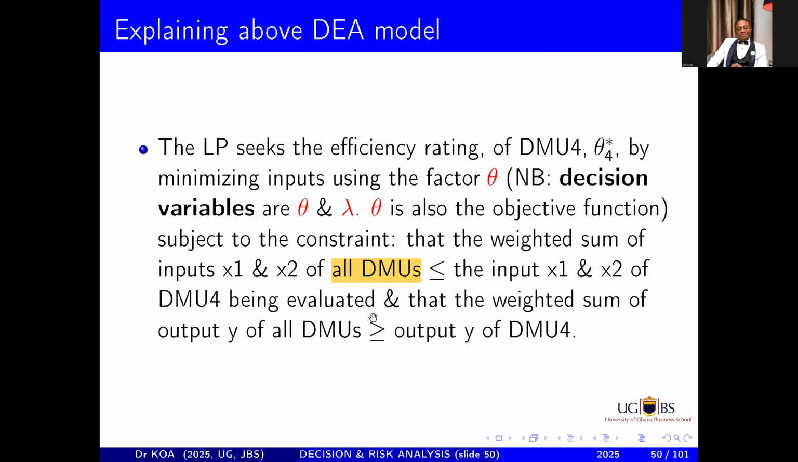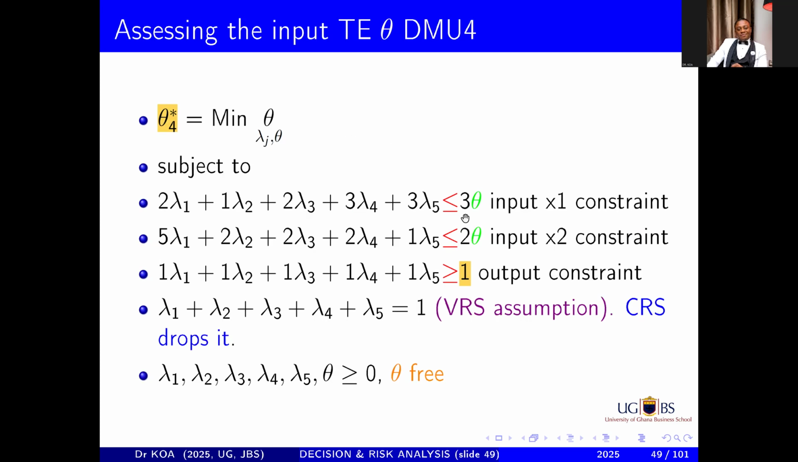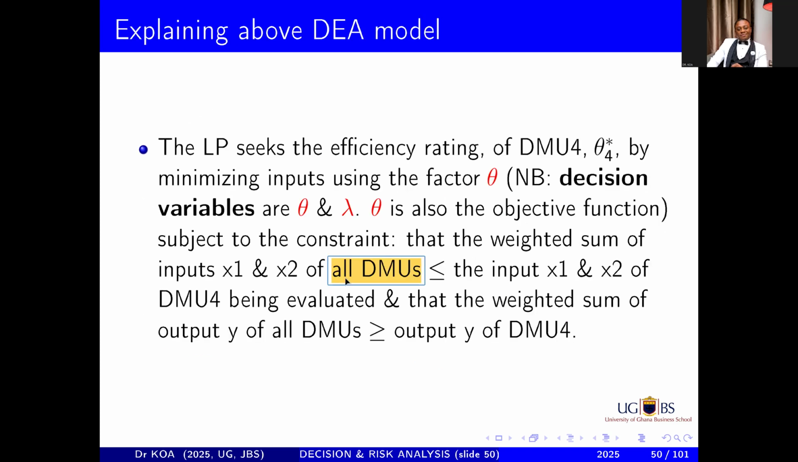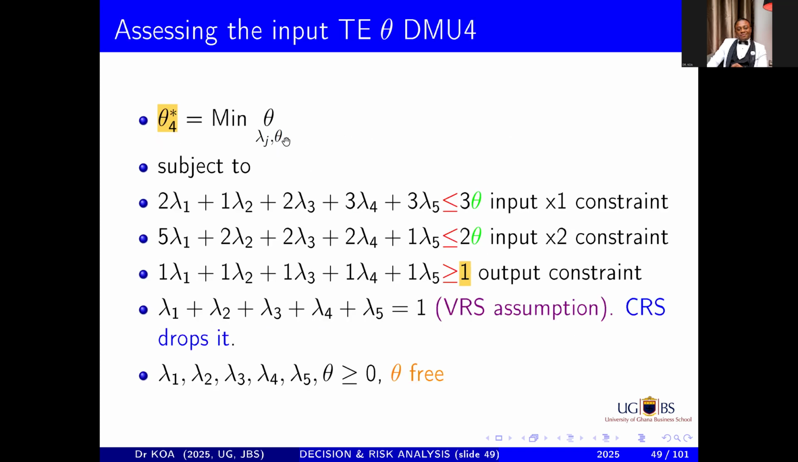DMU being evaluated. That is the DMU that is being evaluated, the one with the score, with the actual input of 3 and 2. That's the first constraint and the second constraint in this case. And that's the weighted sum of the output, because you have to talk about the output of all DMUs too. That's the left-hand side. It should be greater than or equal to the output of the DMU under evaluation. So this is the explanation of that information there. Of course, you have the non-negativity constraint and you have the convexity VRS constraint.